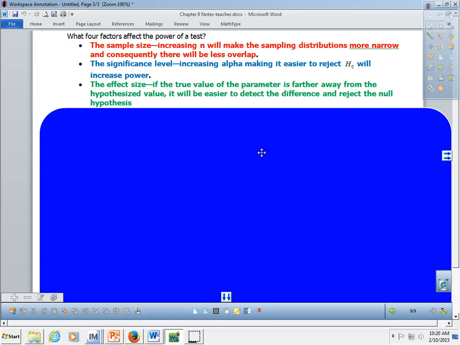What that means is if the true value of the parameter is farther away from the hypothesized value, it will be easier to detect the difference and reject the null hypothesis, right? In other words, if someone hands you a parachute and it looks like everything is neatly fastened together, the pack doesn't look like it's bulging out anywhere, it looks basically like a parachute might look, then obviously it's going to be harder to reject the idea that the parachute is bad, even though it is.